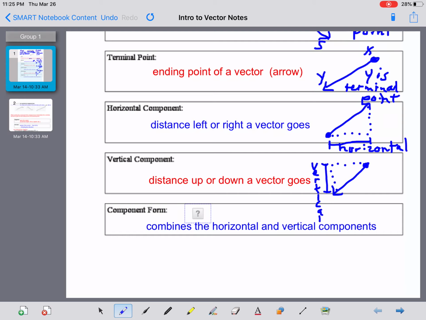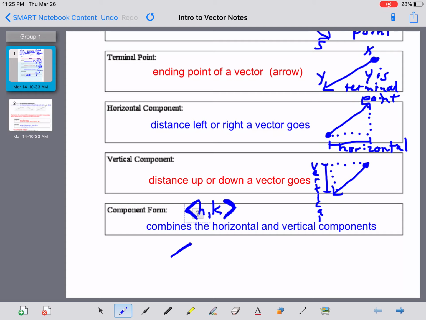Okay, and then we have this component form, which it looks like didn't show up here. So one thing I want you to know with component form is we have what I call pointed parentheses, okay? And that's going to be your big hint that you're working with a vector, is you're going to see these pointed parentheses. And we're going to have an H and a K in here. This component form combines the horizontal and the vertical components. It tells us where the vector is actually going.